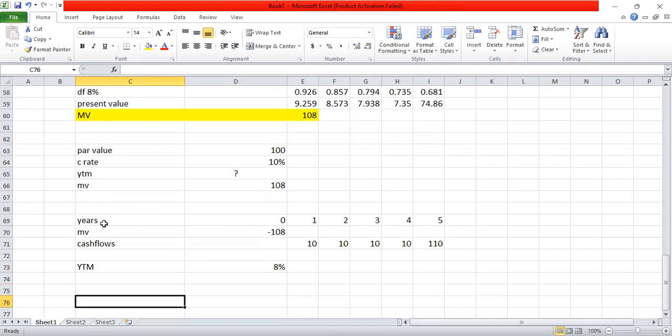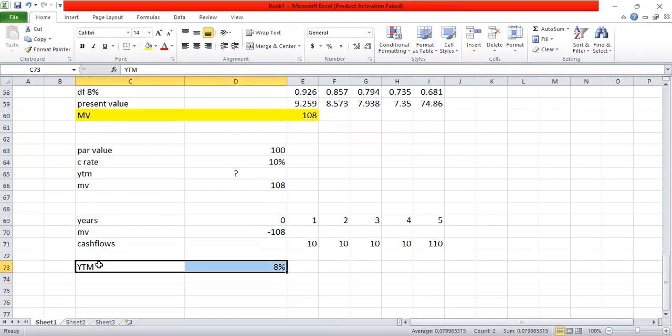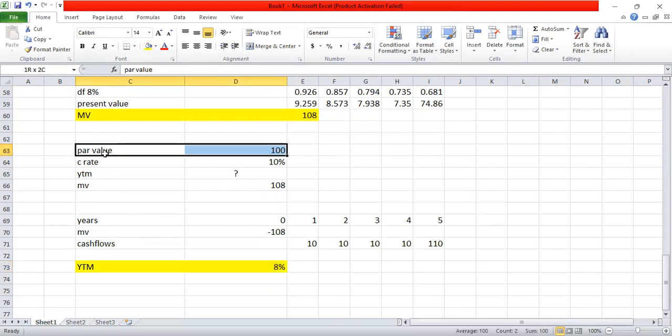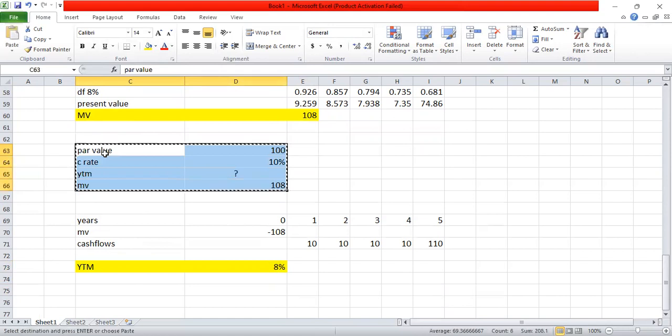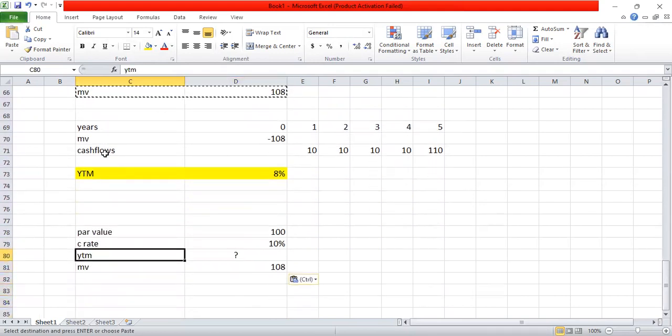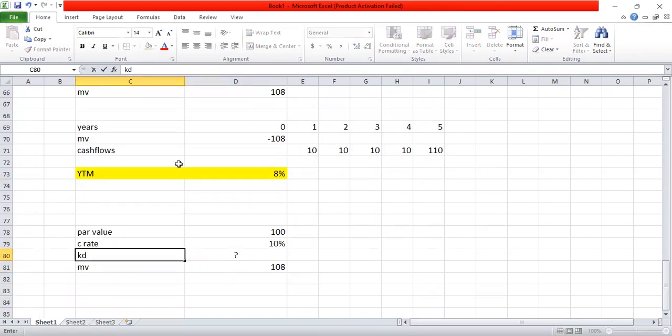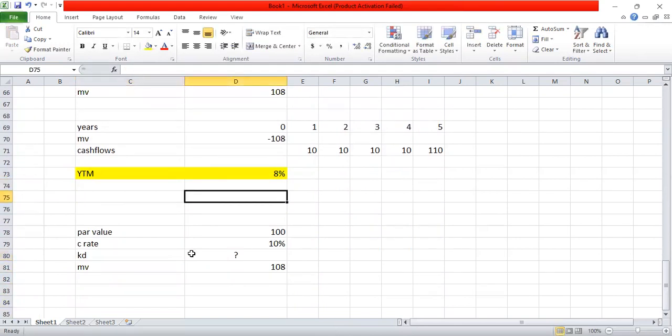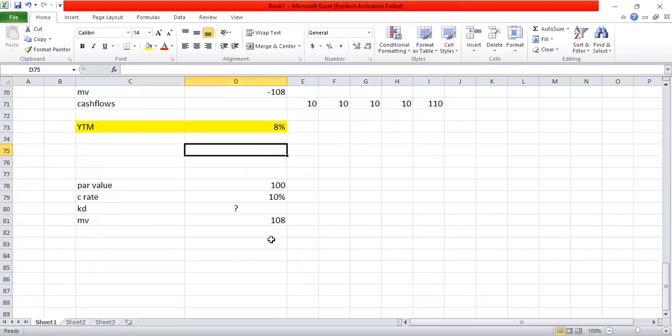Now, if you have to compute the KD, let's recopy this example. But now, instead of the YTM, examiner is asking you the cost of debt. Now remember, the only difference between the YTM and the cost of debt: in the YTM you will always take the pre-tax interest. In this, you will take after-tax interest, guys. In the cost of debt, we always take the after-tax interest.